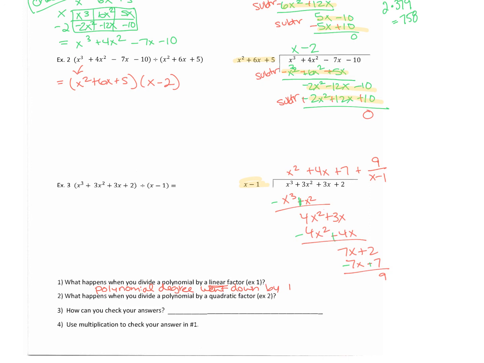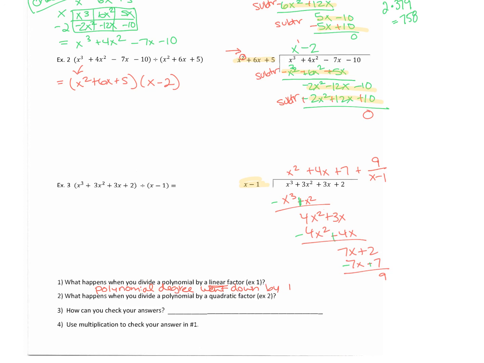What happens when you divide a polynomial by a quadratic factor? Well, that's what happened in the second one. Let's go look at it. This is my quadratic factor. That's my degree of 2 I just circled right there. You'll notice that I started with a cubic polynomial of degree 3, but my quotient is really a linear polynomial. It's x to the first power minus 2. So it looks like if I divided by something with a degree of 2, my answer is 2 degrees less than my original dividend. So x cubed went down 2 degrees to x to the first.